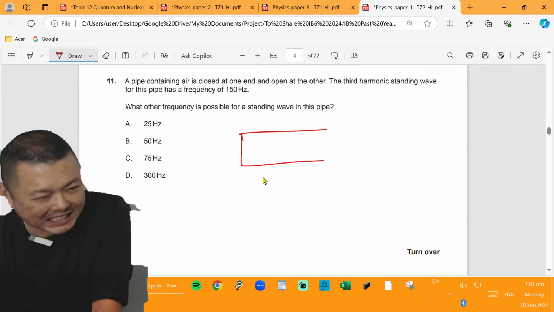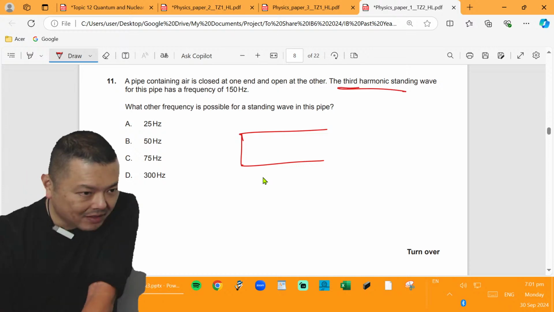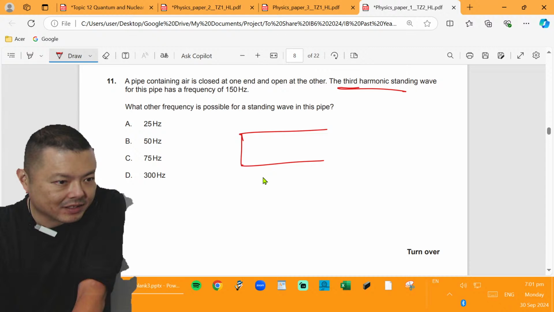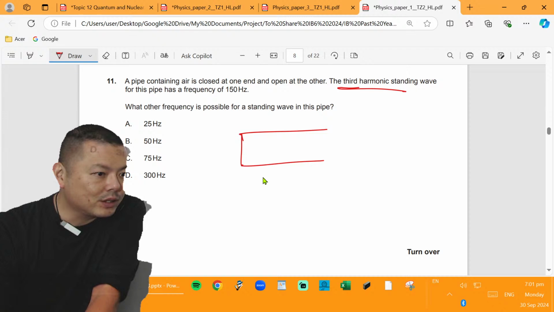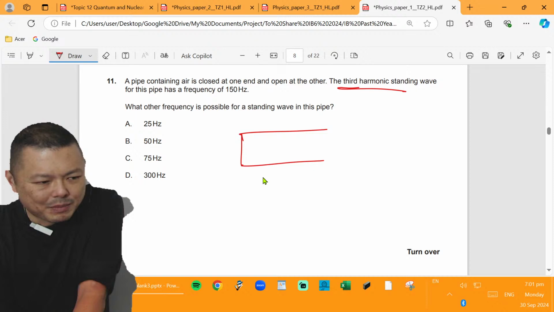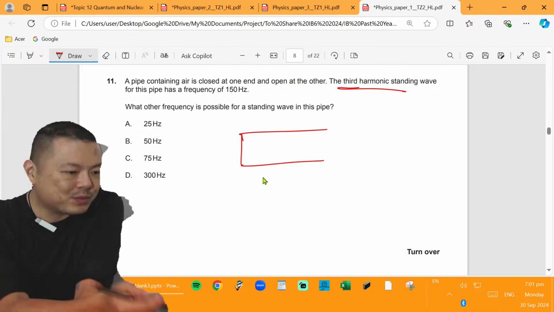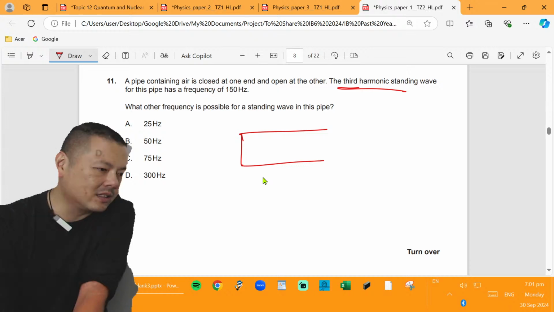Details, details, details. Third harmonic. How many waves are inside the pipe? Third harmonic. 3 what? 3 quarters. That looks way more than 3 quarters. But that's where you made a mistake. So you already drew it out, but you drew it wrongly. I don't know what you drew there.